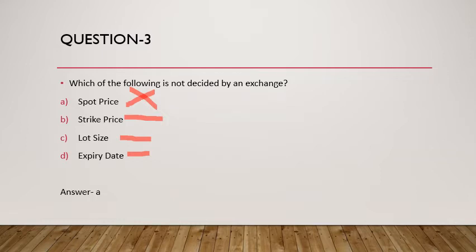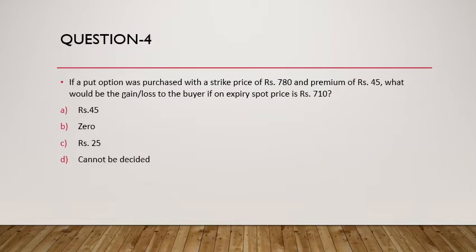Let us move to the fourth question, which is again about a calculation, finding the gain or loss for a put option. A put option was purchased with a strike price of 780, premium of 45. What would be the gain or loss to the buyer if on expiry the spot price is 710? For a put option buyer to make money, the spot price must fall below the strike price. That is the logic of the profit calculation.